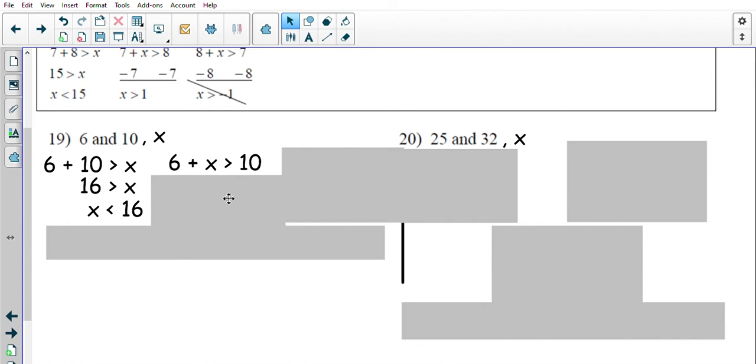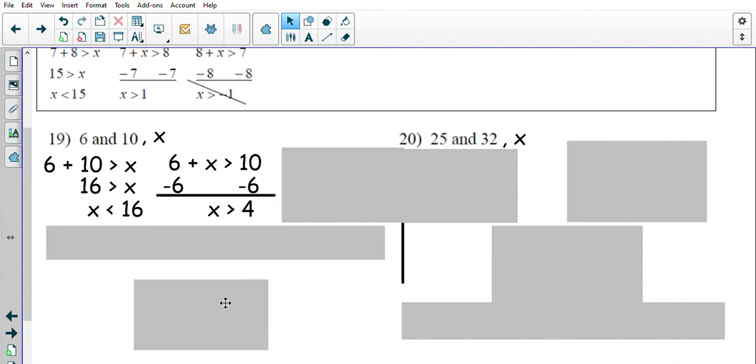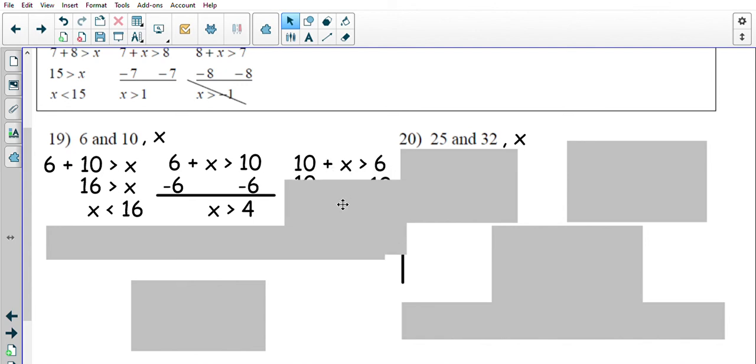My second inequality is 6 plus x is greater than 10. We have to solve this one. So we've got to subtract 6 from both sides. That's going to get us x is greater than 4. So I know two things. x has to be less than 16, and it has to be greater than 4. My third inequality is kind of a weird one.